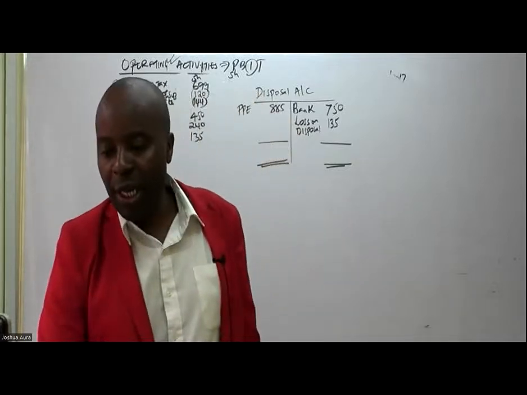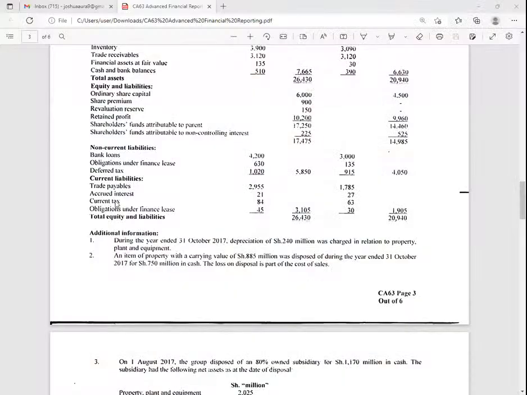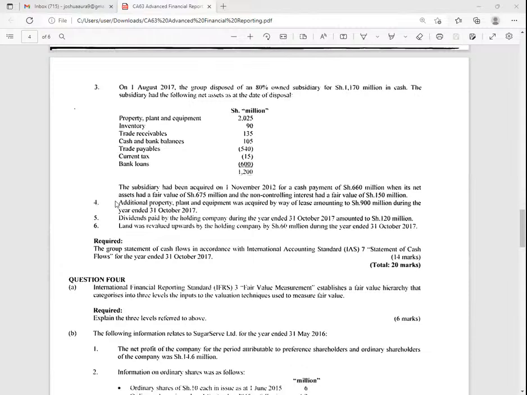I would have brought in impairment very fast, but remember now, we don't have an impairment loss. So we continue. We are going to note number 3. This one, I think we have adjusted for it very nicely. Then we are told, note number 4, additional property, plant, and equipment was acquired by way of lease, amounting to 900 million during the year ended 31st October 2017. That we shall be able to handle later.